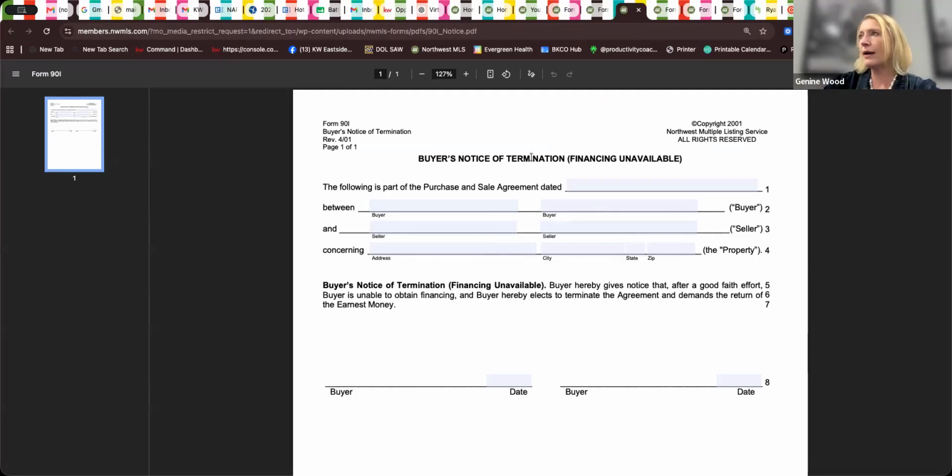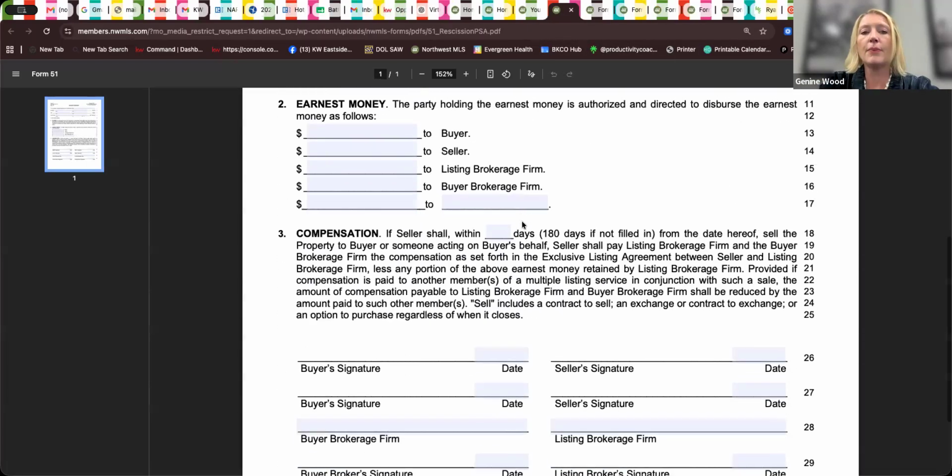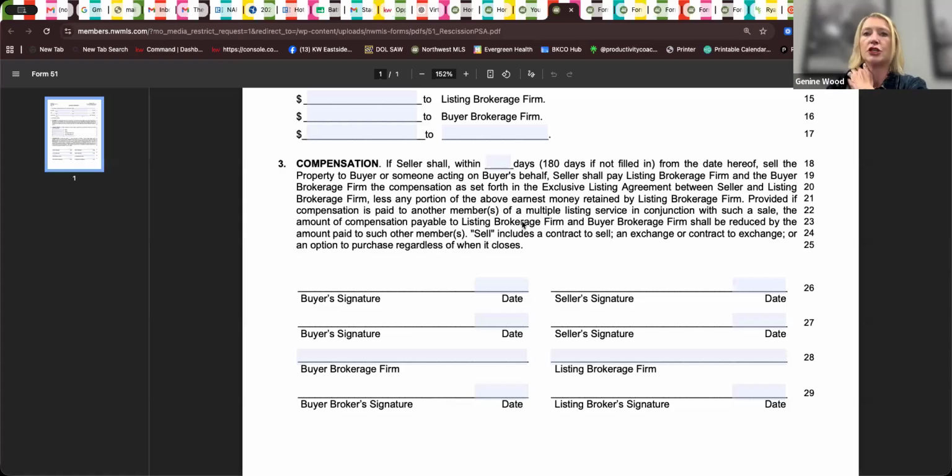Note that this says buyer's notice of termination. Notice means that one party can give notice to the other party that they're terminating, whether right or wrong. Then you can fight over earnest money. Form 51 has to be agreed by all parties. It is a very dangerous form to use.